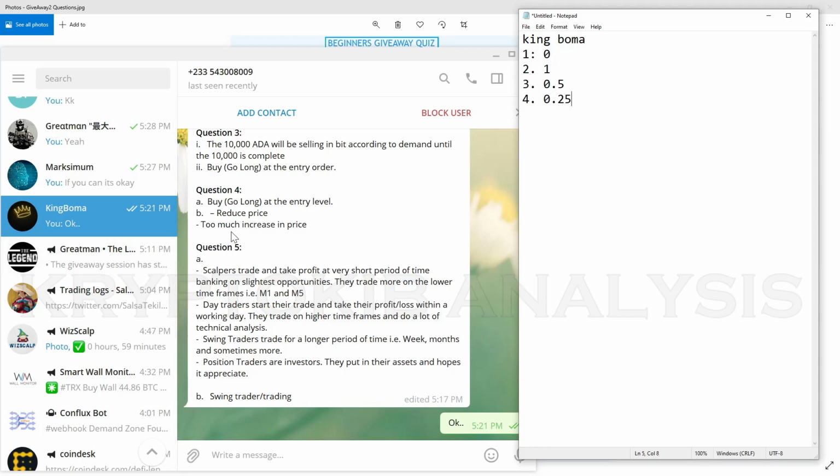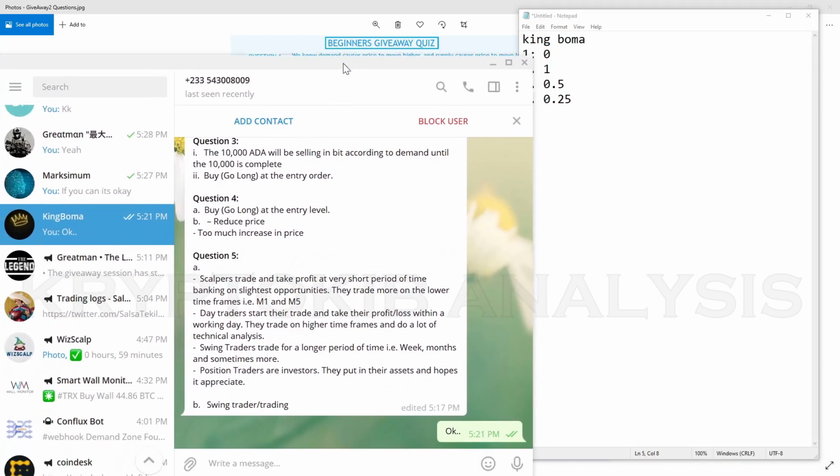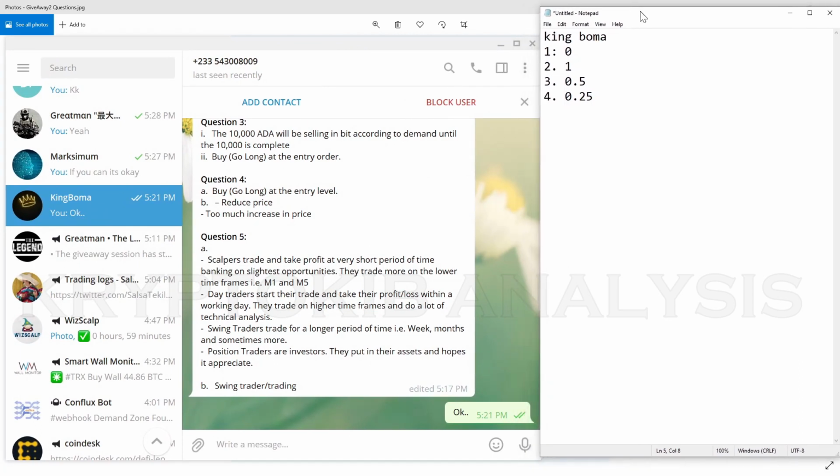Then the second one, too much increase in price. Can we say too much increase in price means expensive or high? The question is, what made buyers' turnout become so low? The turnout became so low because the prices got expensive or so high for them to buy. So is it the same as too much increase in price? Okay, so that's 0.5 there.